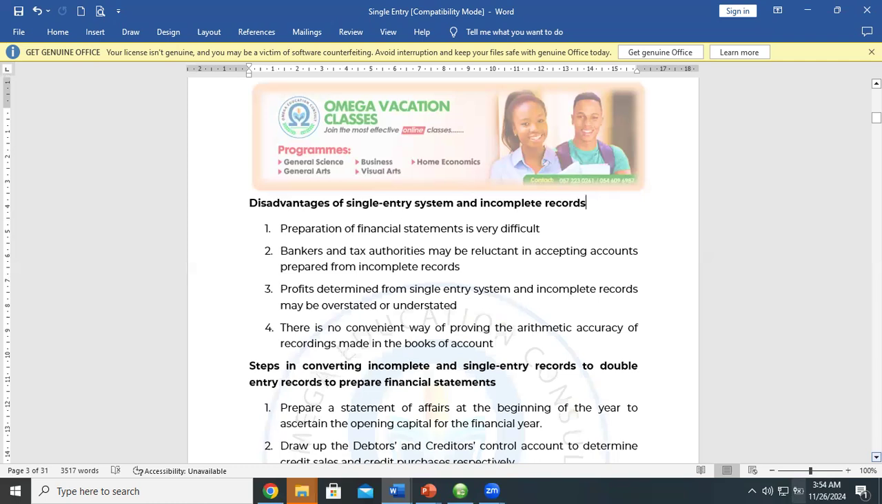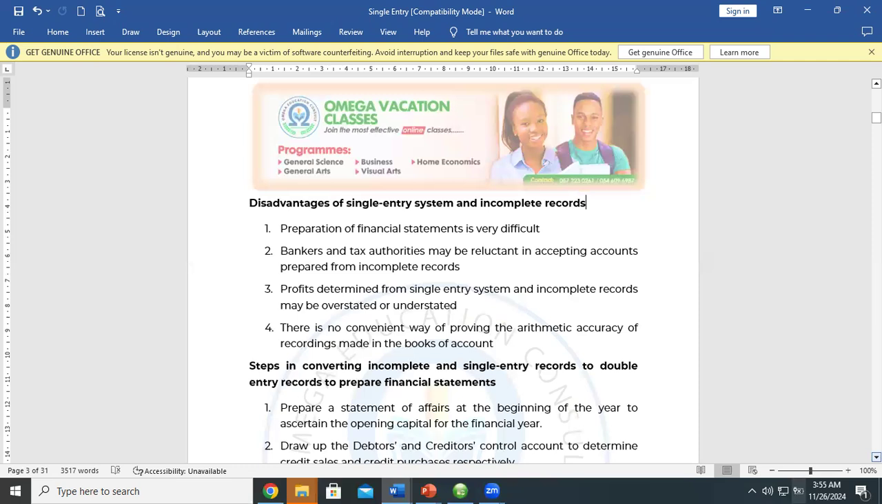Disadvantages of single entry system and incomplete records. 1. Preparation of financial statements is very difficult. 2. Bankers and tax authorities may be reluctant in accepting accounts prepared from incomplete records. 3. Profits determined from single entry system and incomplete records may be overstated or understated. 4. There is no convenient way of proving the arithmetic accuracy of recordings made in the books of accounts.